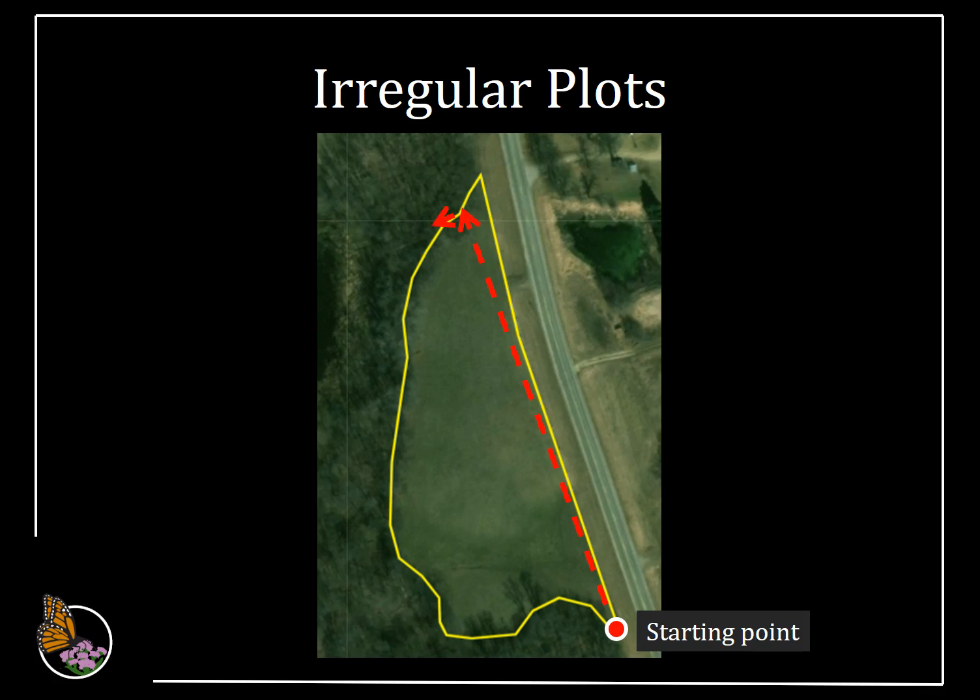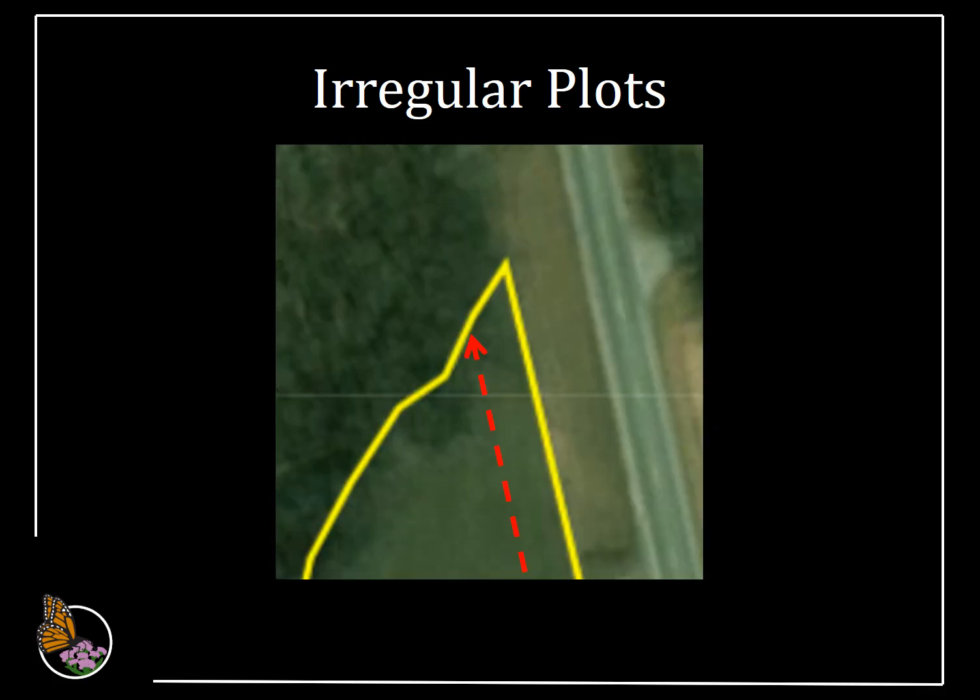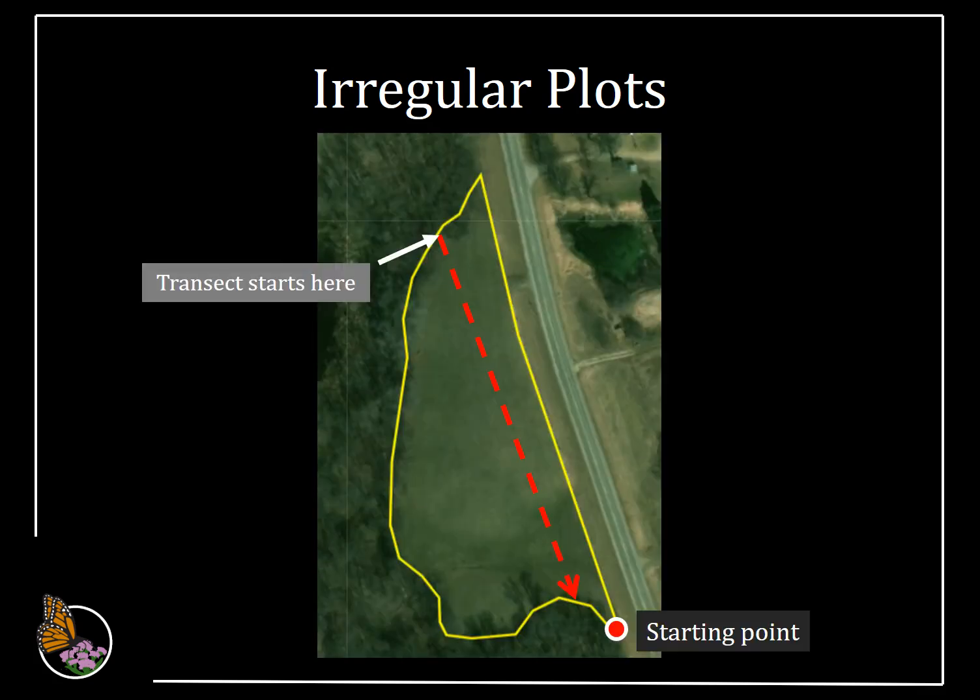Turn 90 degrees and walk the distance you calculated for between transects. Then turn another 90 degrees and walk back toward the interior of your plot. Continue this process until you have reached 100 subplots.